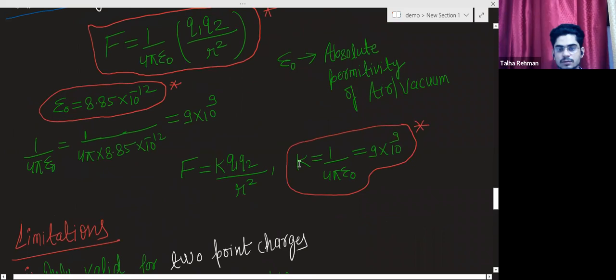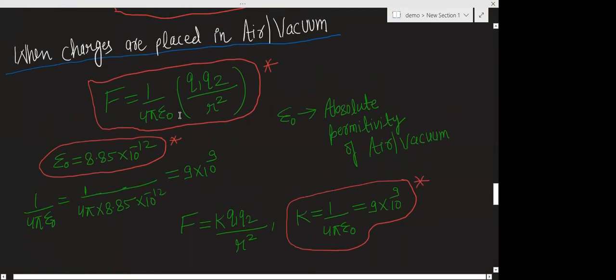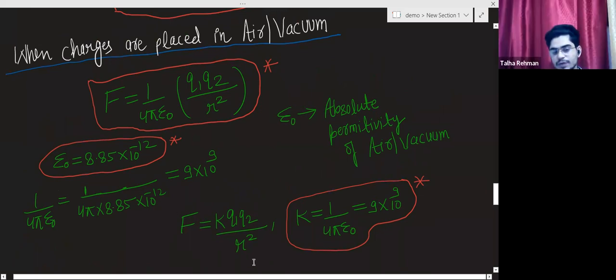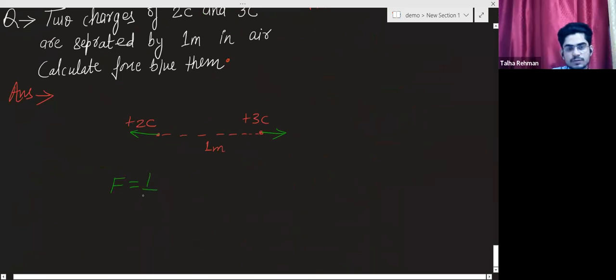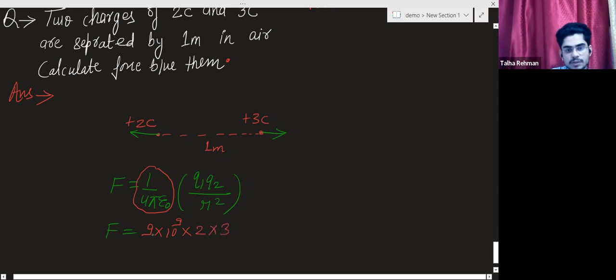This formula is 1 upon 4 pi epsilon naught, and you can learn this also. You can apply here as you wish: 1 upon 4 pi epsilon naught q1 q2 by r square, and I have already told you the value of this. The value of this is 9 into 10 to the power 9, and the value of q1 is 2, and the value of q2 is 3, and this will be r square, means 1 square.